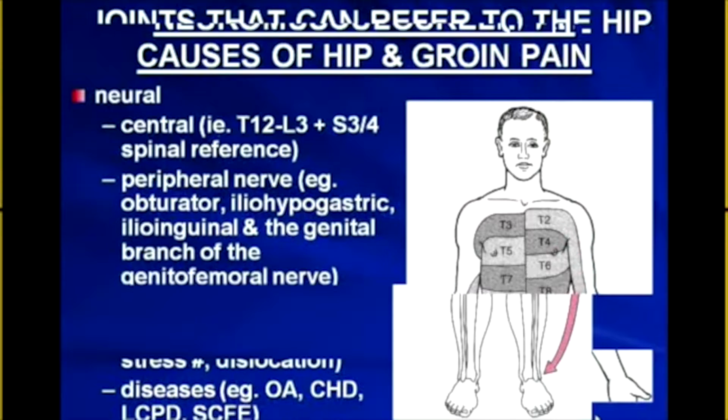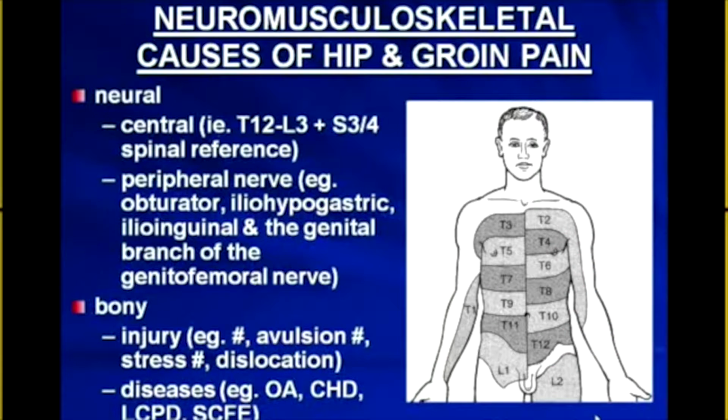There are also other neuromusculoskeletal causes of hip and groin pain. So if we look at neural, the nervous system, centrally we see that any from the 12th thoracic spine to the lumbar third level, and maybe 3-4, all can refer pain to the hip and groin area. So that's a central cause. Again, that would be segmental dermatomal pain. So any of those segments can refer pain to the dermatomes, which encompass the hip and groin. So you can see that's a pretty wide area.